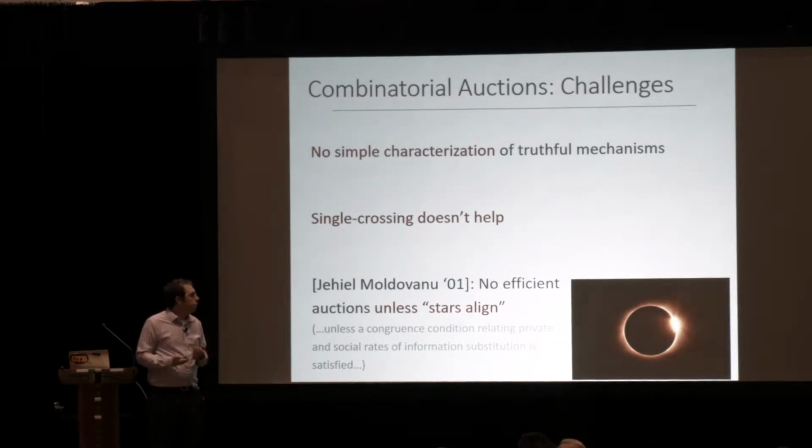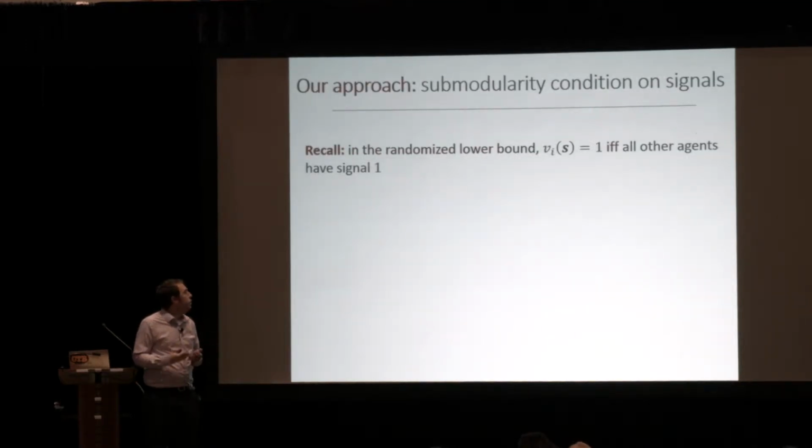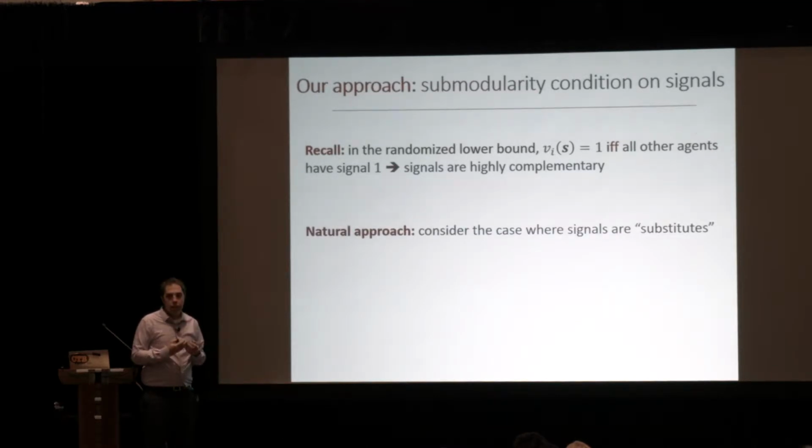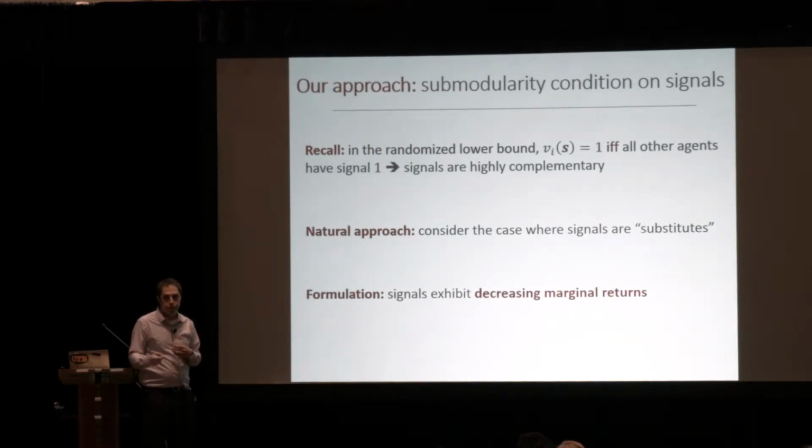Okay. So how do we tackle this problem, this impossibility? To give you the notion of our solution, let's recall the randomized lower bound. The bidder had a value 1 if and only if all the signals were 1 together, which means that the signals were highly complementary. Only if all of them were high together, the bidder had a value of 1. So our approach will be to consider a case where signals act more like substitutes. And we formalize it by saying that signals have decreasing marginal returns.